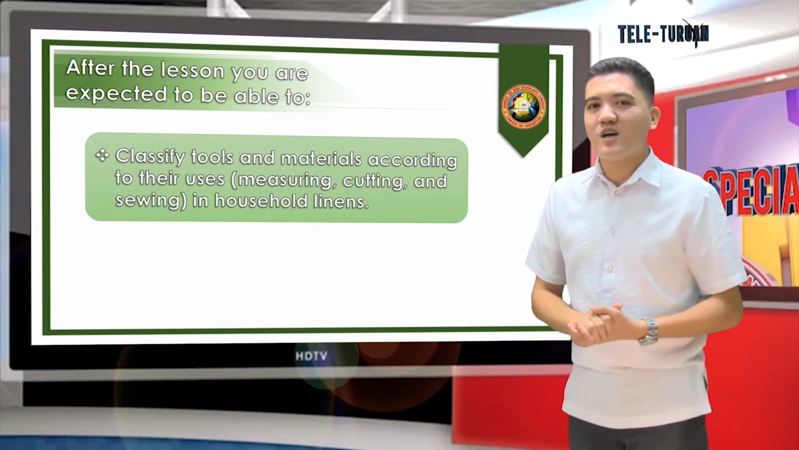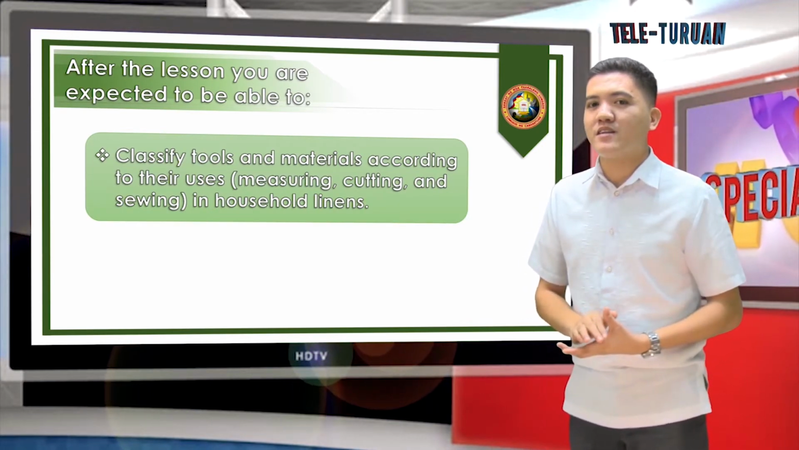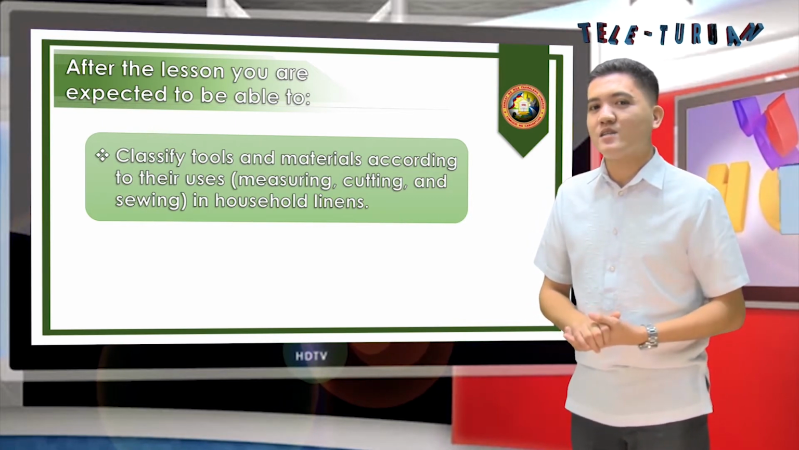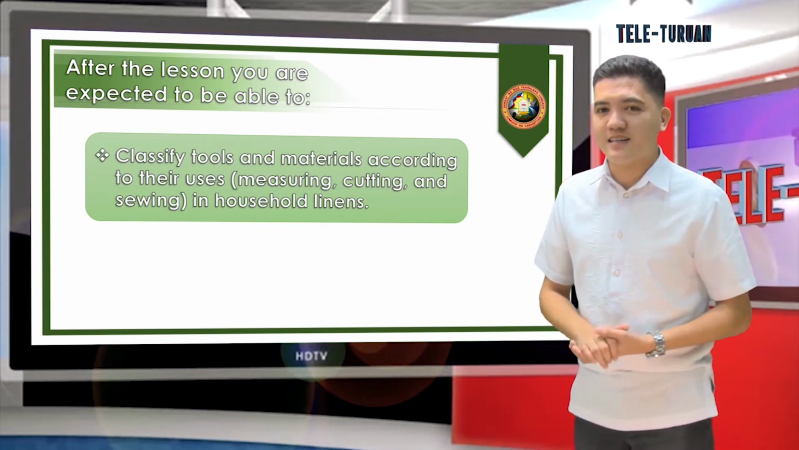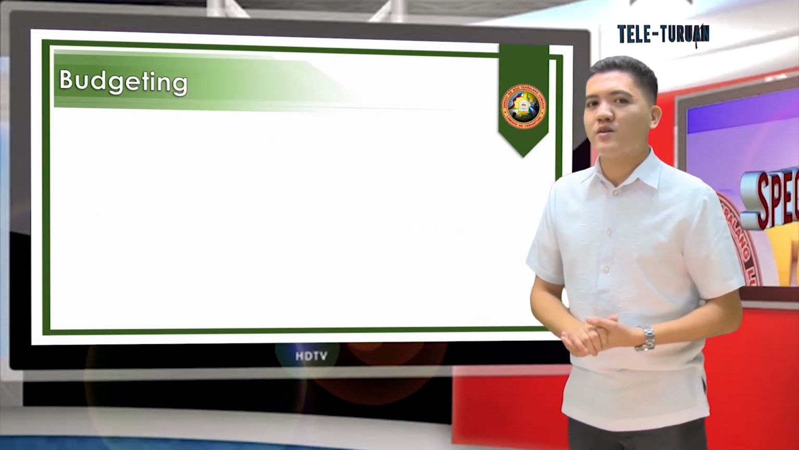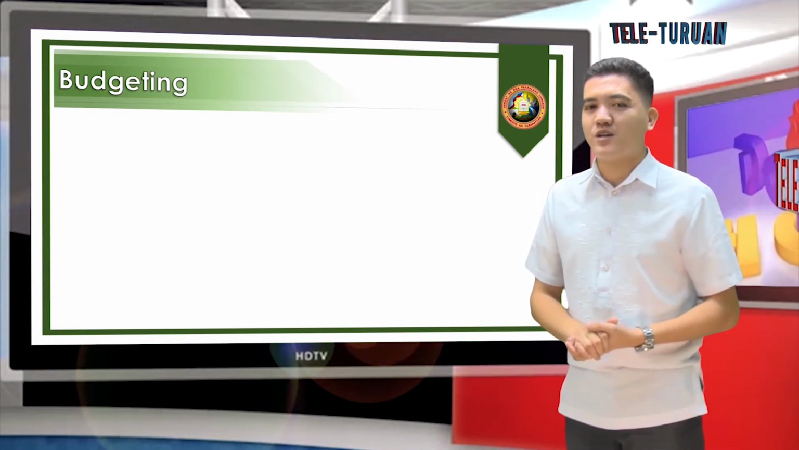Today, we will focus on classification of tools and materials in household linens. After the lesson, you are expected to be able to classify tools and materials according to their uses, measuring, cutting, and sewing in household linens. But before that, let us have a short review on our previous lesson about managing family budget.